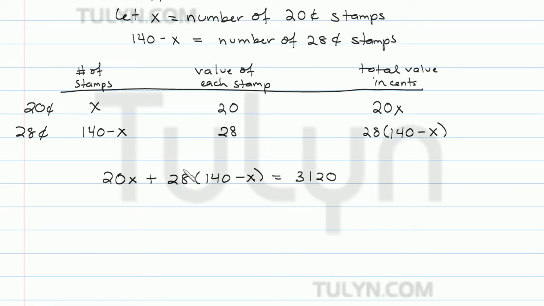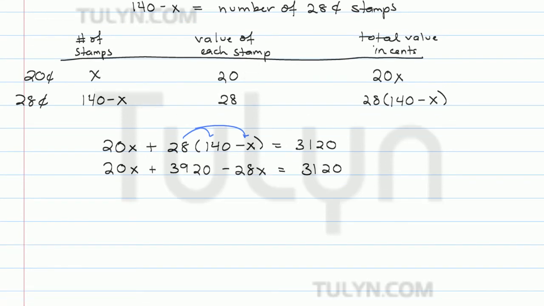So the first thing I want to do is distribute this 28 into this difference. So we get 20X plus 3,920 minus 28X is equal to 3,120. So now combining like terms on the left, we get negative 8X plus 3,920 is equal to 3,120.